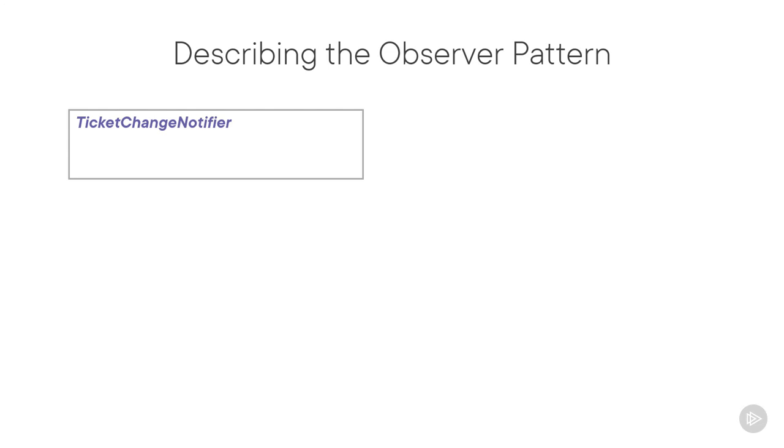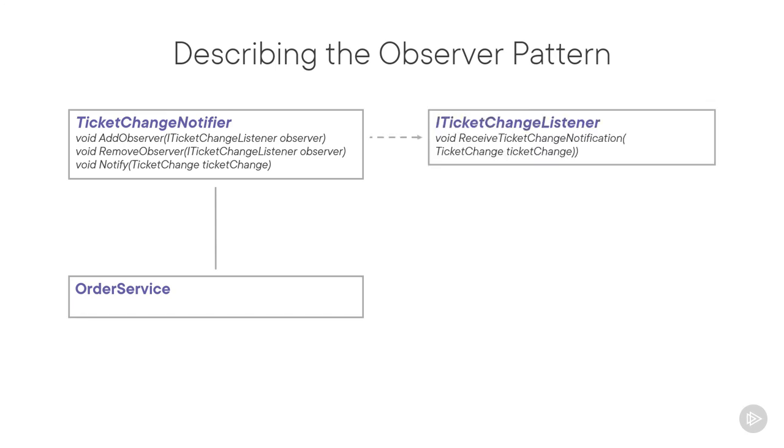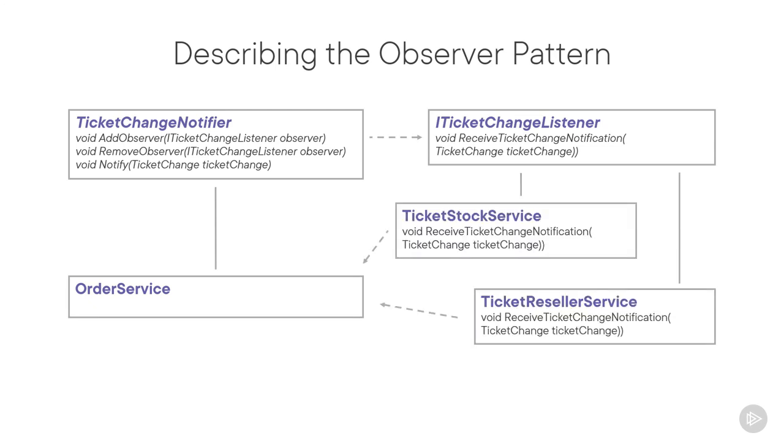We'll start with a base class, a ticket change notifier. Our order service will be a subclass of this. On the ticket change notifier, we implement methods to add and remove observers, and also to notify them. We won't add, remove, or notify concrete observers though. We'll also work with an interface, say ITicketChangeListener. So it's this interface that's implemented by our observers, the ticket stock service and ticket reseller service. The interface defines one method, receive ticket change notification, with the change in tickets as a parameter.